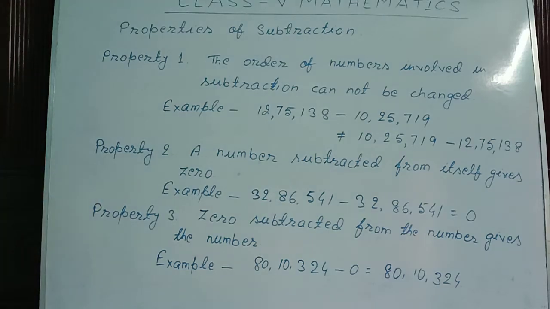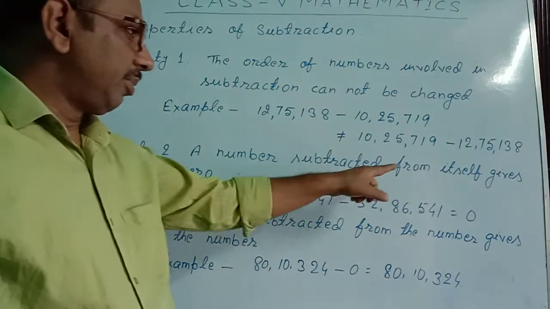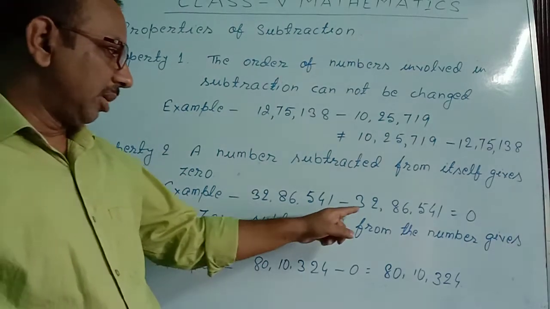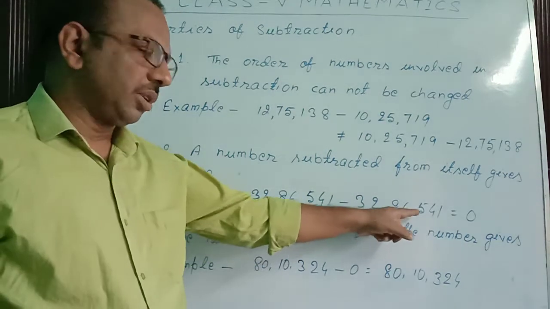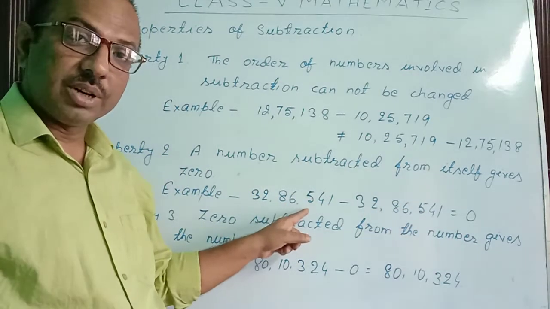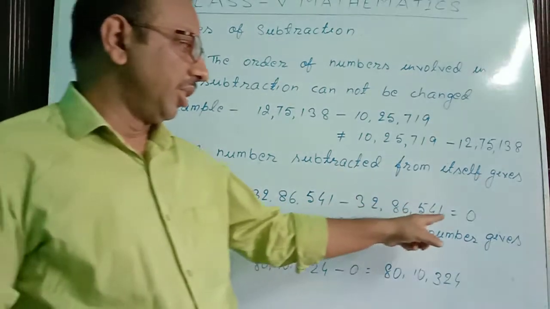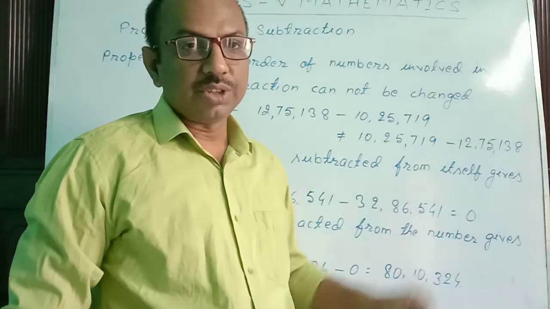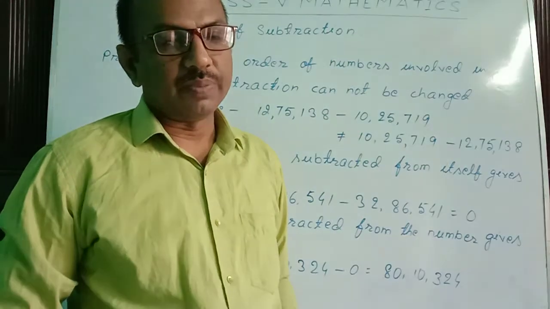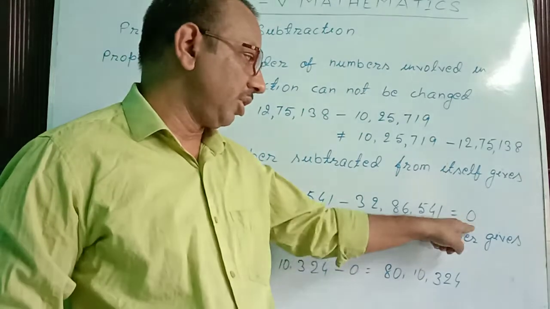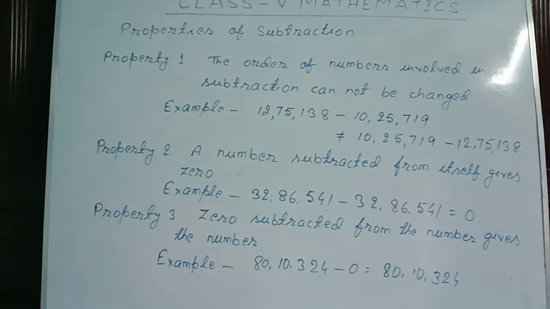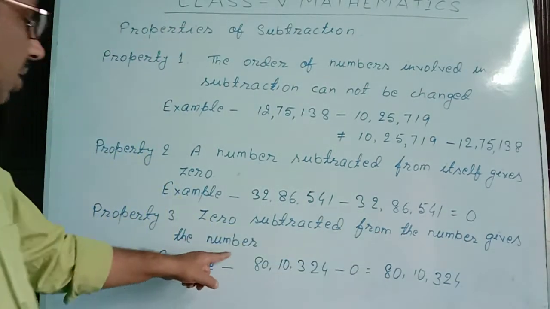Property 2, a number subtracted from itself gives 0. Suppose we are subtracting 32,86,541 from 32,86,541. This will result in 0. So if we subtract the same number from the given number, then the result will be 0. Property 3, 0 subtracted from a number gives the number.